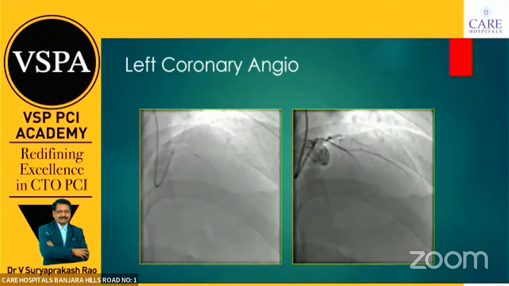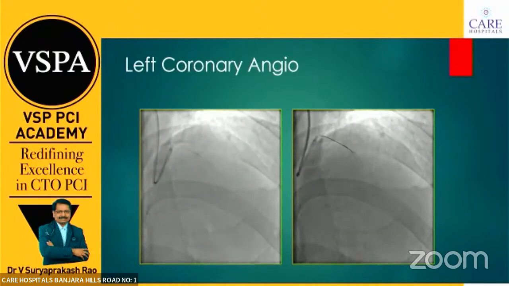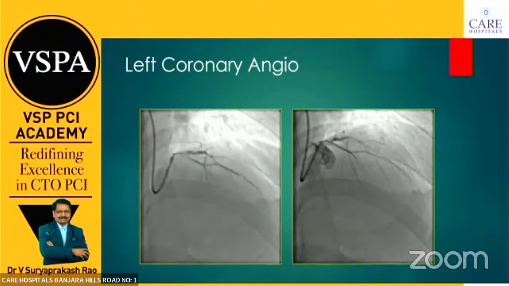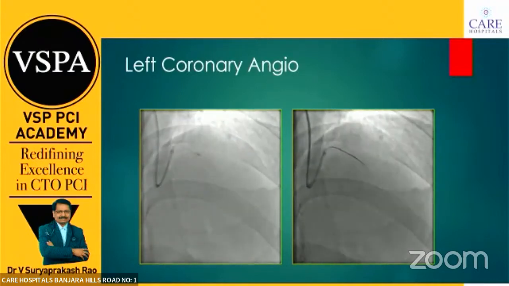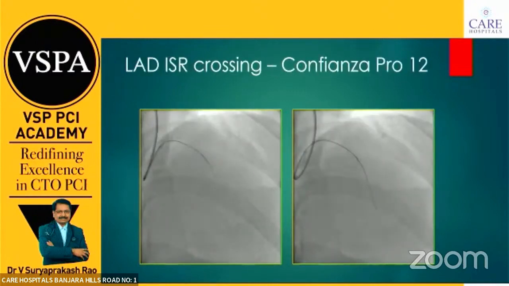We used a first Fielder FC, did not cross. Then we used a Gaia Second. Gaia Second also did not go through. Next slide, please. So then what we used was a Conquest Pro 12 with the same microcatheter support. Can you play this? Can you click on the images, please?